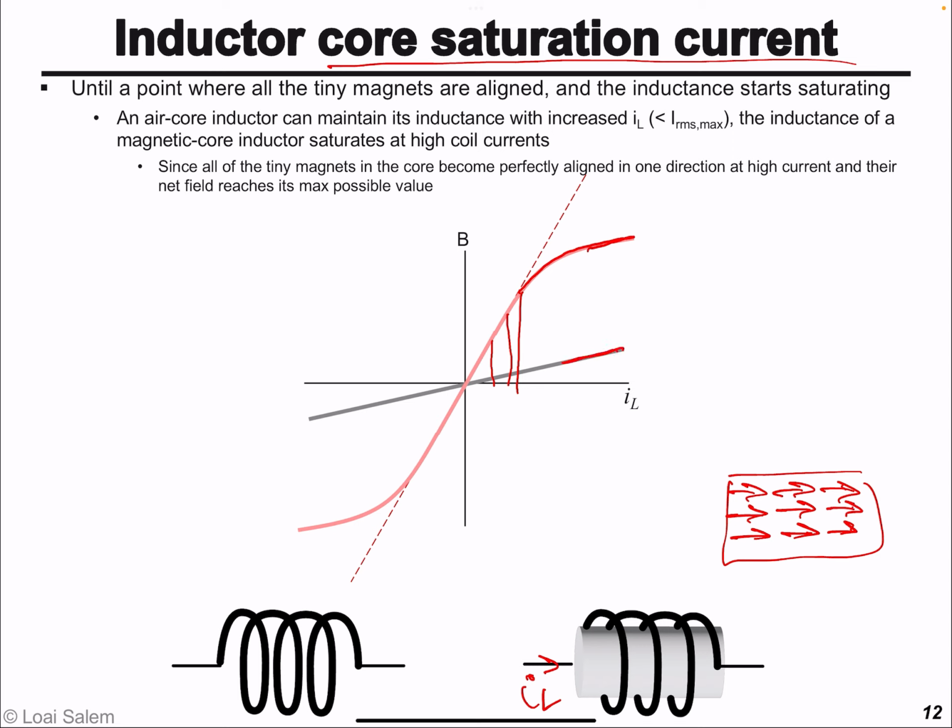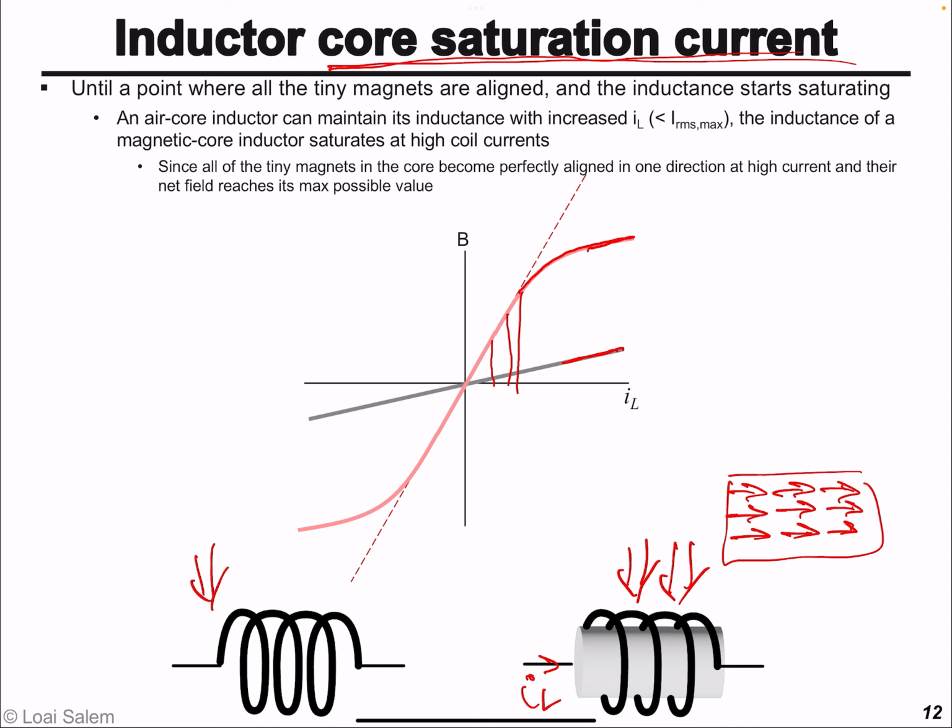Okay, so remember, an air core inductor doesn't have a saturation field. It doesn't have a core saturation current. Obviously, it doesn't have a core, so it will not have a core saturation current. On the other hand, a magnetic core inductor, like the one shown here, or a coil that's fitted with a ferromagnetic material, will have a core saturation current because it has a ferromagnetic core.